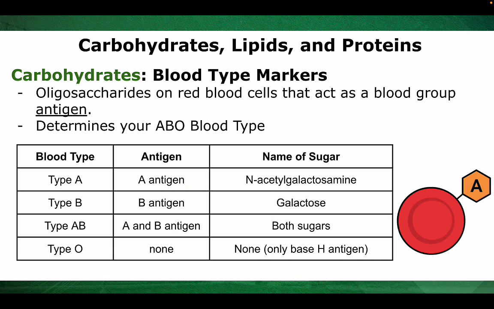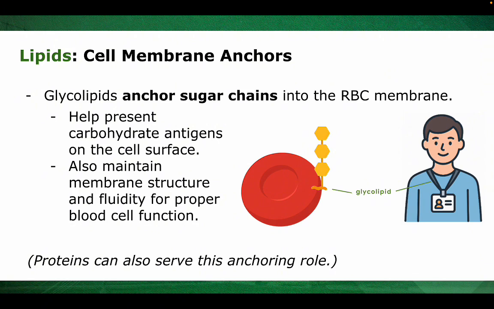These sugars just don't float around. They are actually anchored into the cell membrane. So how do these oligosaccharides, or these tags, stay on the cell surface? They need an anchor. That's where the lipids come in.